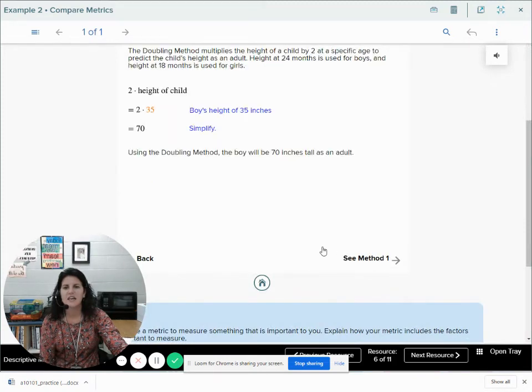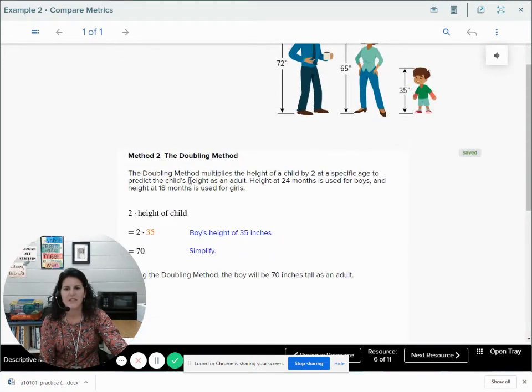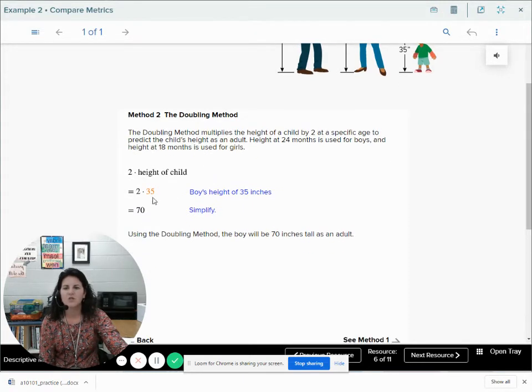So let's look at the other method, the doubling method. This is the one that I did. The doubling method multiplies the height of a child by 2 at a specific age to predict the child's height as an adult. So height at 24 months is used for boys and height at 18 months is used for girls. So 2 times 35 gives us a height of 70.